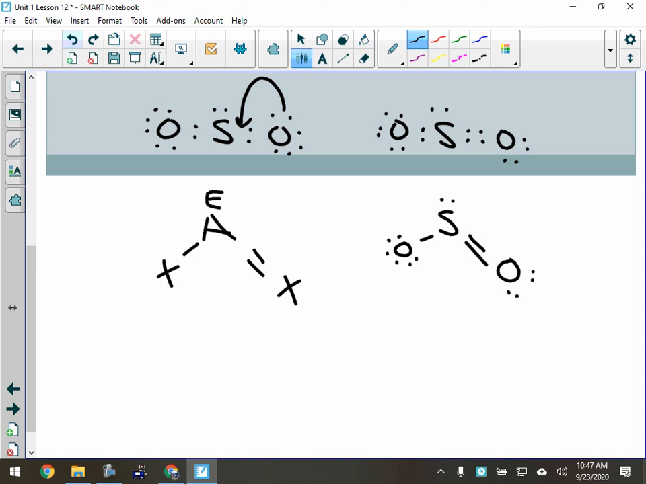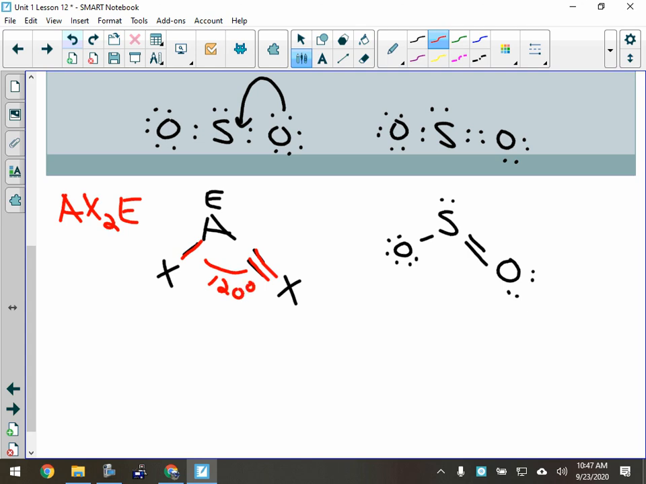Now, the bond angle here, and of course, then you'd say, okay, well, this is AX2E, yes? And that's where we get that formula AX2E, trigonal planar bent. So that's what you'd say, trigonal planar bent. And the bond angle is 120. The only bond angle here is right here, 120 degrees.